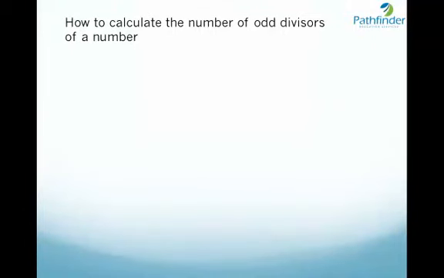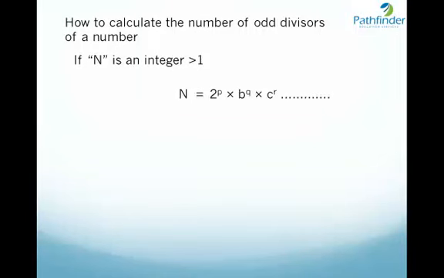Next, how to calculate the number of odd divisors of a number? If n is an integer, again, the prime factors of the number can be written as n is equal to 2 to the power p into b to the power q into c to the power r. And you would appreciate that if n is an even number, we will have some value for p. And if n is an odd number, then p should have the value 0, because there will be no even prime factor in the expansion of an odd number.